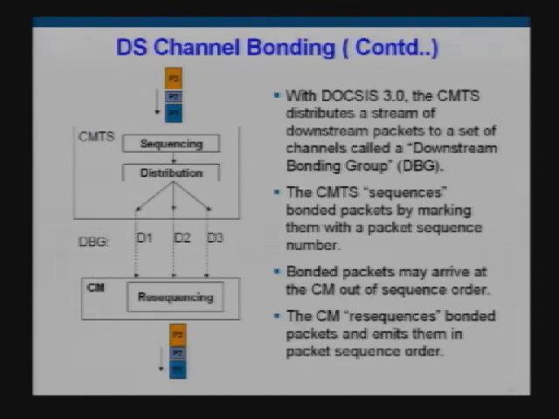And this is a schematic representation of how the channel bonding happens. Here, packets P1, P2 and P3 enter the CMTS in sequence, and using the downstream extended header, the DSID and the sequence numbers are assigned, and we do have a bonding group consisting of channels D1, D2 and D3. 3 physical channels, and the packets are spread across these 3, because it's trying to make use of all the available physical resources, and the CM will do the resequencing based upon the DSID value as well as the packet sequence number.